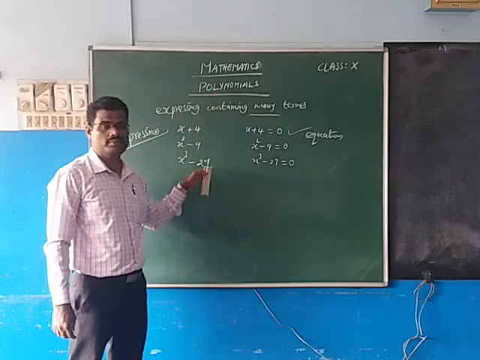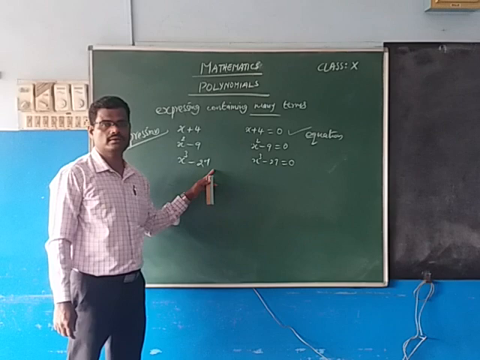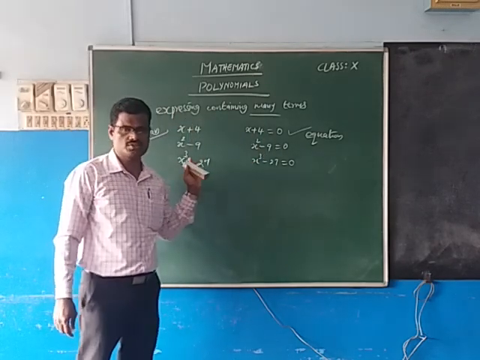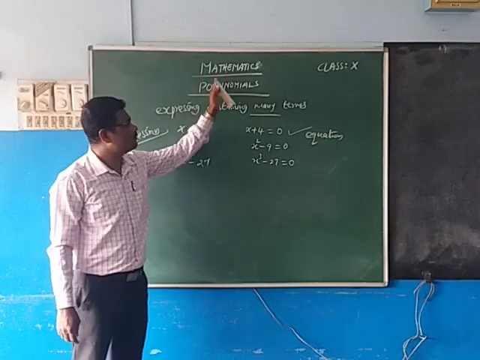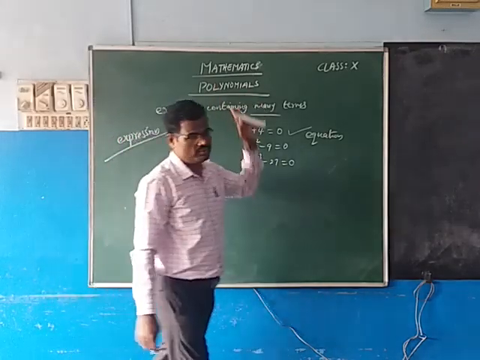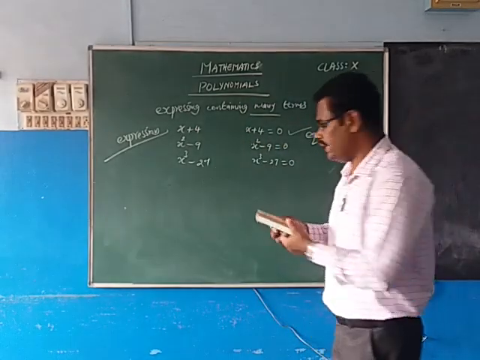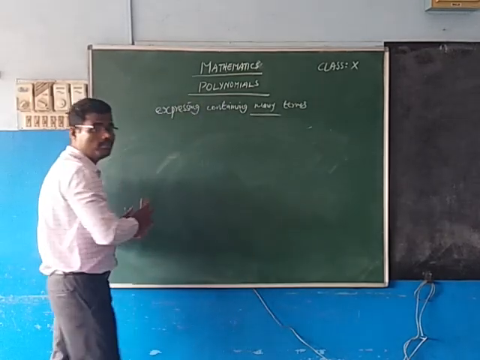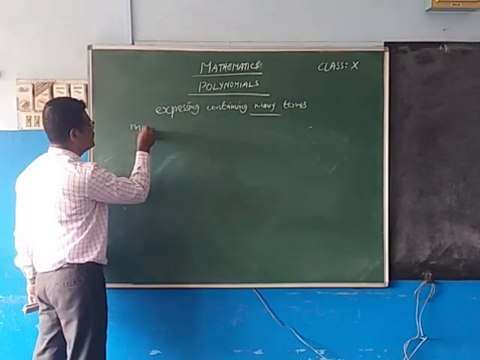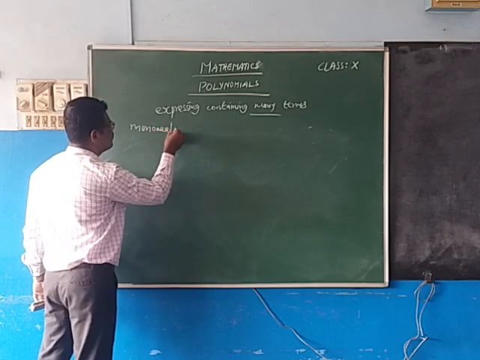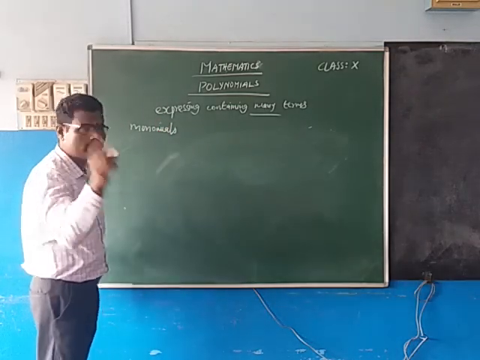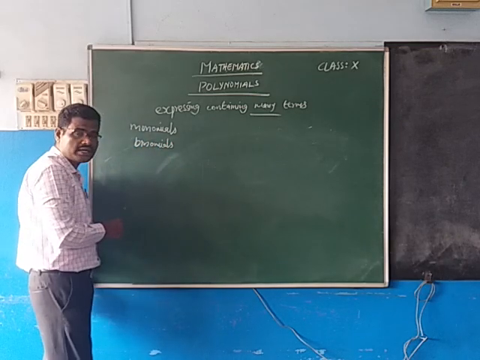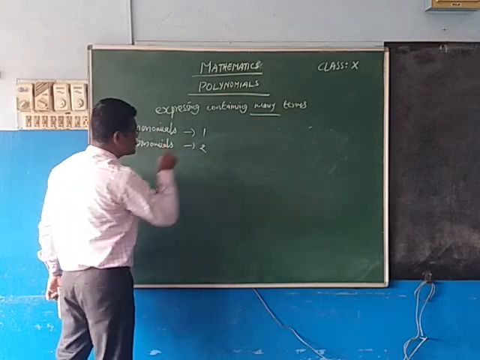So what is the meaning of polynomials? Polynomials are algebraic expressions containing two or more terms. Let's see one by one. What is the first polynomial? An algebraic expression containing one term is called a monomial. You might have learned monomials. Monomial means an expression containing one term. Second is binomial, an expression containing two terms.